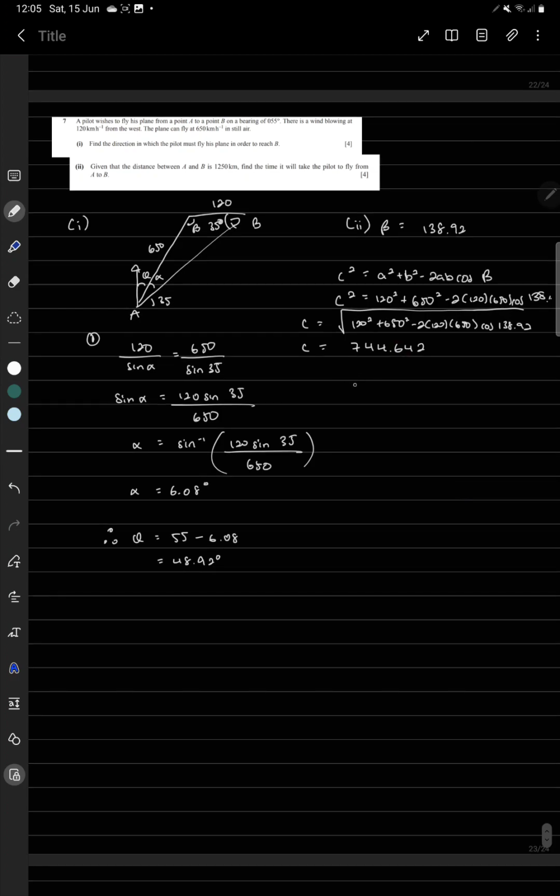Now our next step is that we can actually use the speed formula. So speed is equal to distance over time. Since we want to find time, let's make time the subject. So time is going to be equal to distance over speed. Now distance is going to be 1250 kilometers over our answer from the first part. Okay, so time is equal to 1250 divided by the answer, which is equal to 1.68 hours. Yep, and that's it.